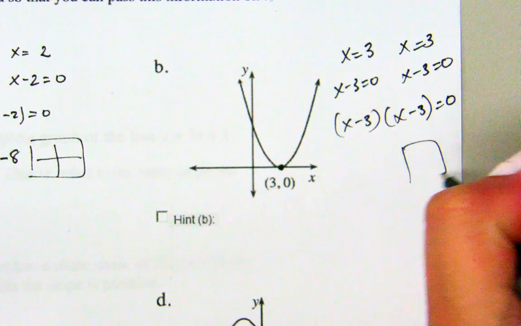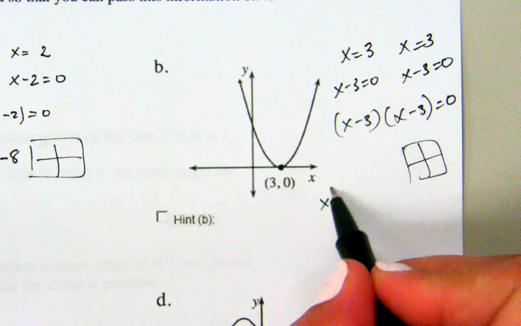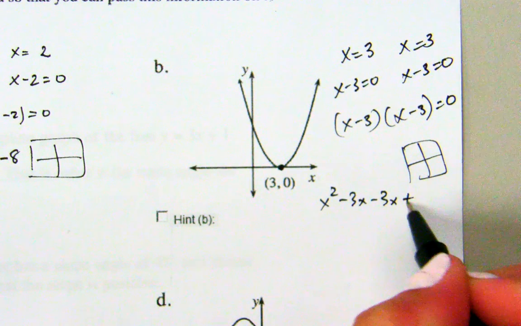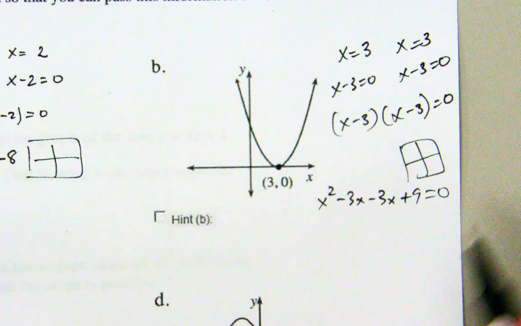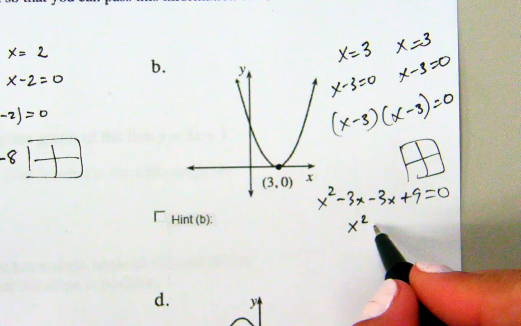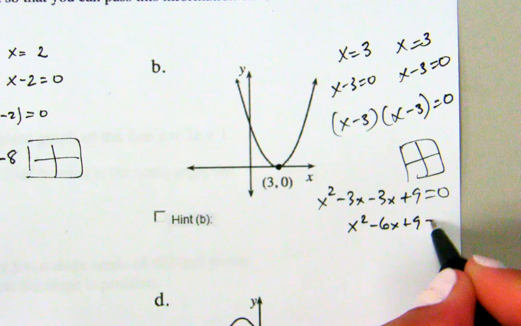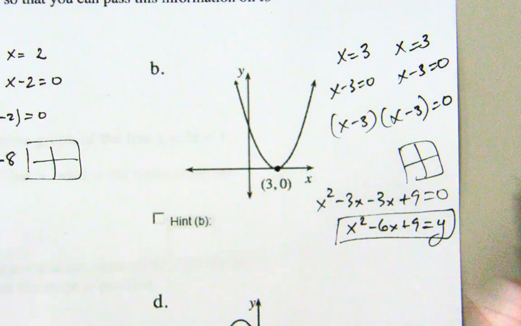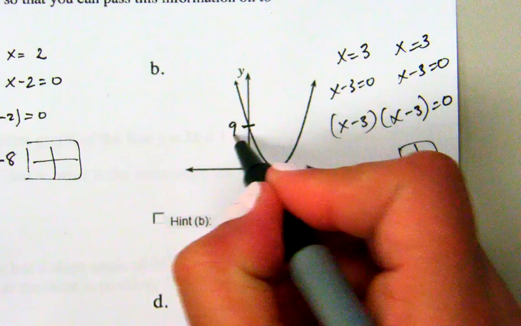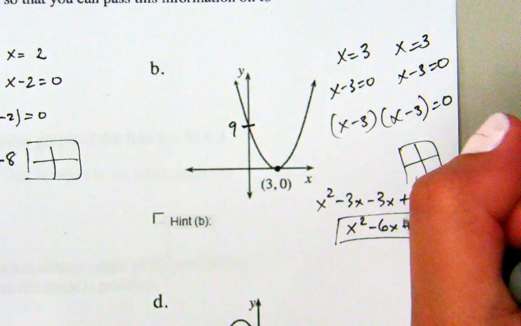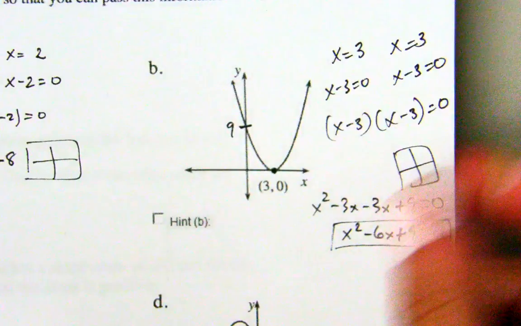And if we do a box for this, we should end up with x squared minus 3x minus 3x plus 9. And that gives us x squared minus 6x plus 9 equals y. So there's our equation. And it could be that this actually hits the y-axis at 9. We don't know. It's not drawn to scale. So we're good to go. Okay, that was part B.